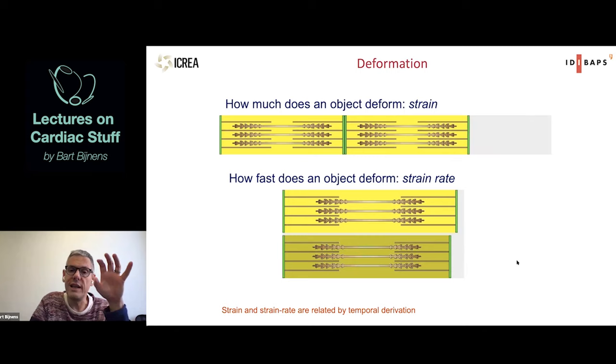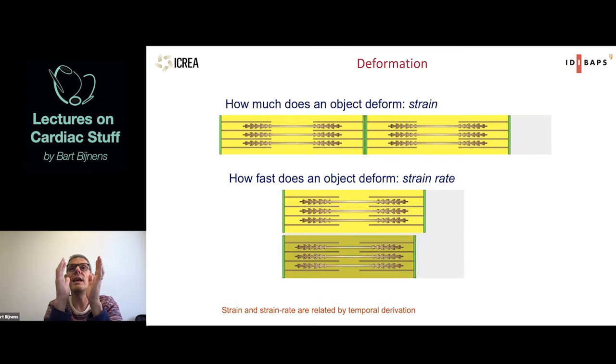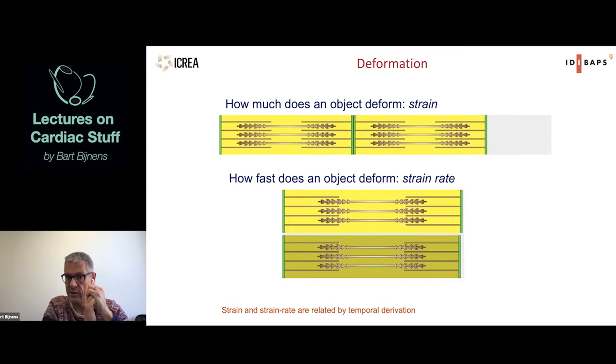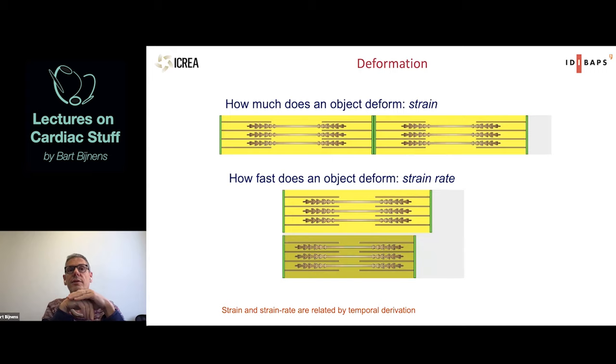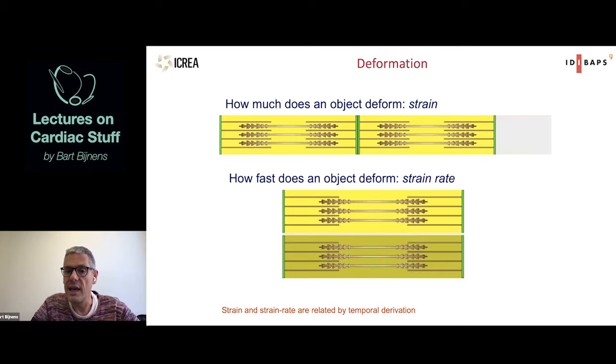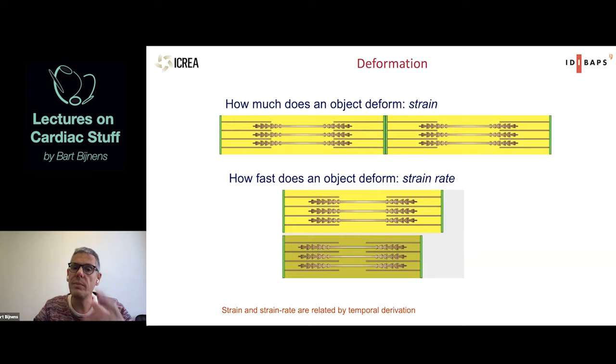Now, how can you roughly interpret strain rates? Well, if we have a certain heart and we increase the contractile force, then of course the contraction will happen faster. So the faster the heart contracts, or the faster a piece of myocardium contracts, the more force in some ways is being used. And so it's more closely related to contractility. But this will become more clear in the next sessions.